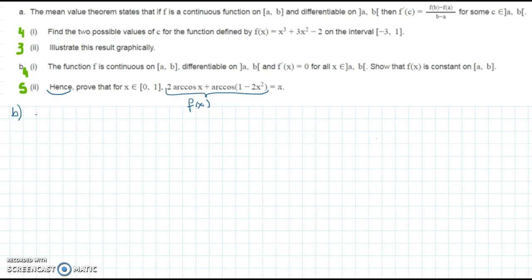So let me start by checking what is the value of the function at 0. First of all, because it is easy to do, and second, because this is good for reviewing a little bit what the function arccosine does. So we have here, 2 times arccosine of 0 plus arccosine of 1 minus 2x squared.